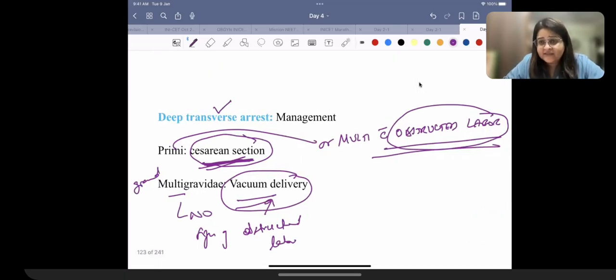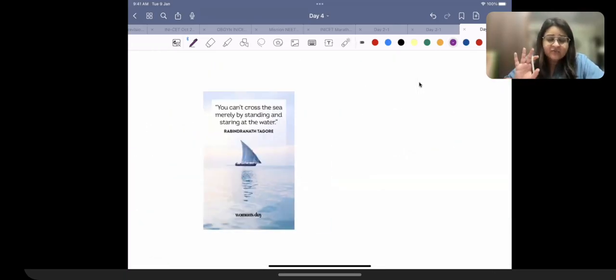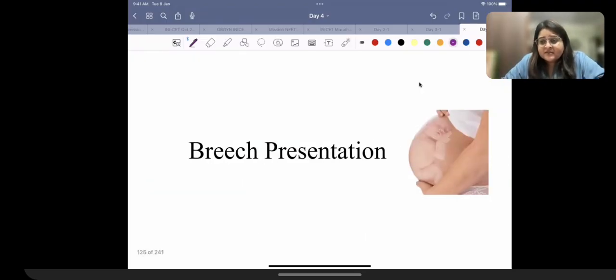Okay, what is a grand multi? Somebody who's had more than 5 normal deliveries. Okay. Signs of obstruction: 3 plus caput, 3 plus molding, patient is dehydrated, head is jammed in the pelvis. Those are signs of obstruction.